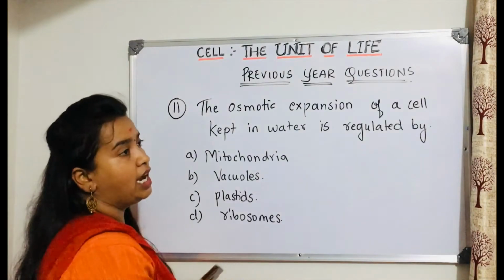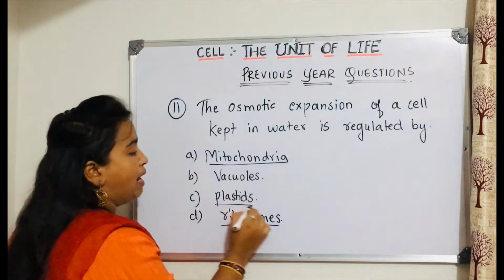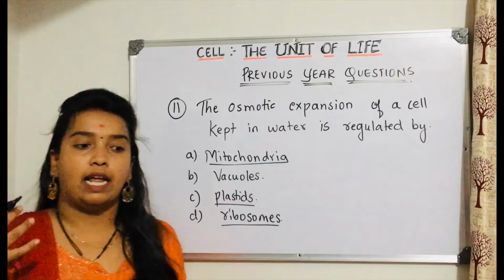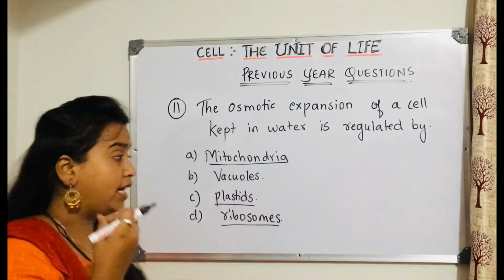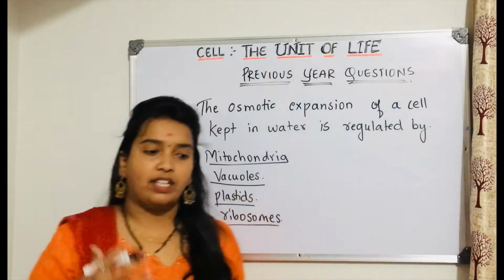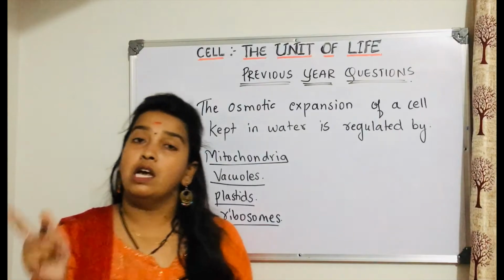Mitochondria's function is what? It helps in cellular respiration. What about ribosome? Protein synthesis. Plastids, usually plastids work as what? It has pigments. It helps in storage of other things and all. What about vacuoles? Vacuoles also help in storage of excretory material as well as so many things. Some pigments are also present in vacuoles.